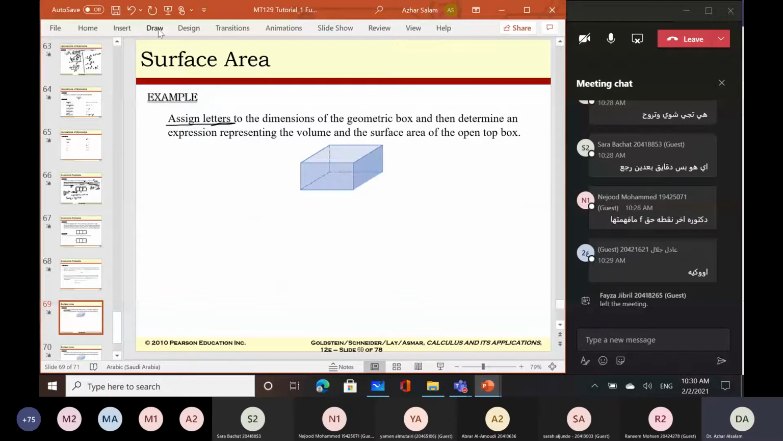The last one is the same actually, but here it is about the cube. Okay, assign letters to the dimensions of the geometric box. I have here a box, and then determine an expression representing the volume. Okay, volume, which is the الحجم. Now I want to assign letters for the dimensions, then write an expression for the volume and the surface area. So here I have to find the volume and the surface, the surface area of the open top box. Notice here, when I find the surface, not all the faces of the box are included. It will be an open top box, so this top will not be there. Okay, it's an open box.